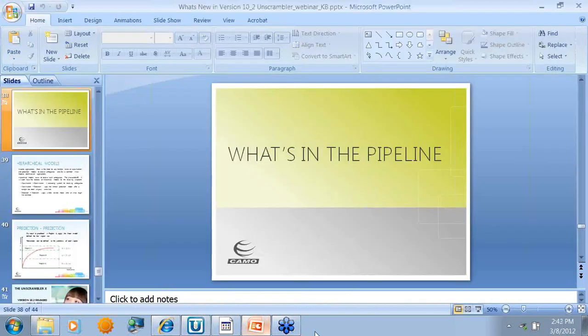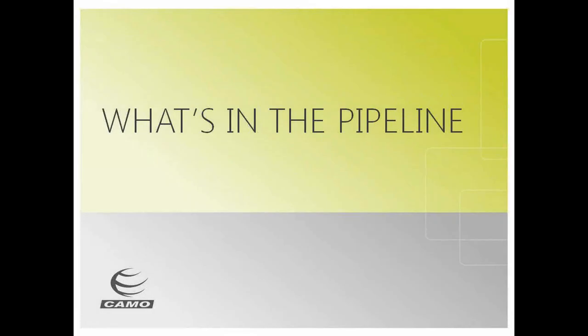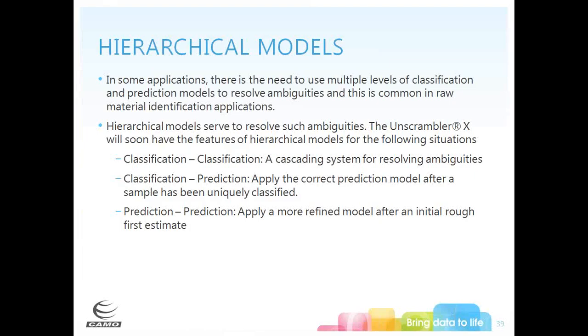But I did want to also tell you about what we have in our pipeline. One of the key things that we're working on is the ability to develop hierarchical models. In some applications, we want to use multiple levels of classification or prediction to resolve ambiguities or to come to a more fine-tuned result based on having values that span a very large space. So hierarchical models allow us to do this, and we are looking in our next release in the coming year to have the features for the following situations of hierarchical models.